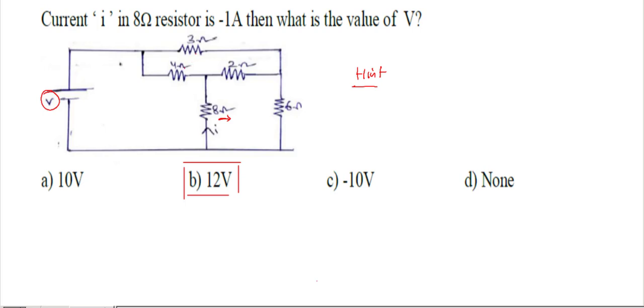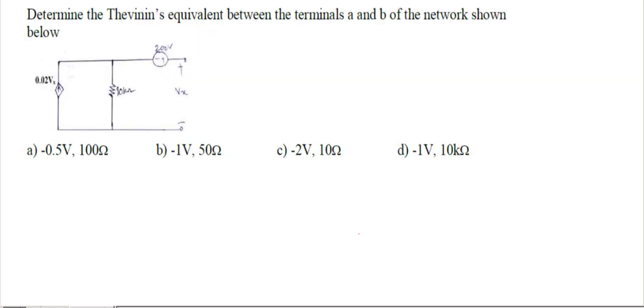Convert this 3 ohm, 4 ohm, 2 ohm delta into star connection, then you get the answer easily. So try to solve this and check whether you are getting the supply voltage as 12 volts or not. Okay, right. Let's see the next question.